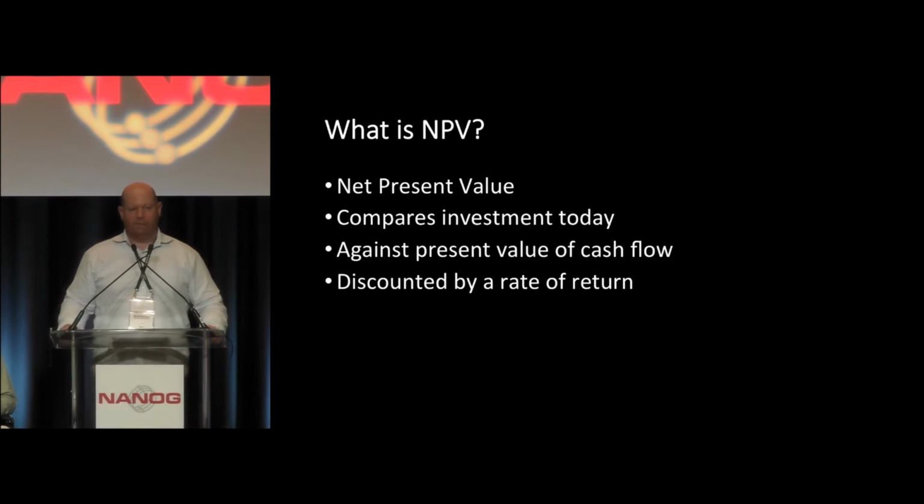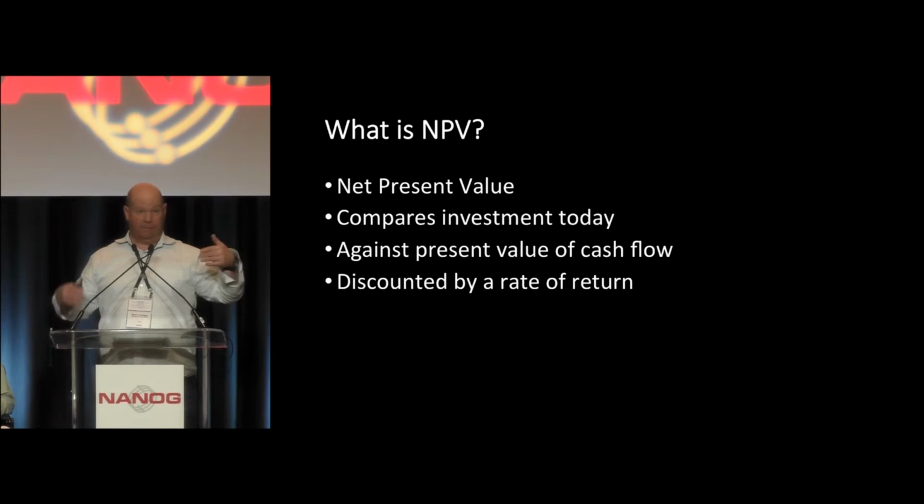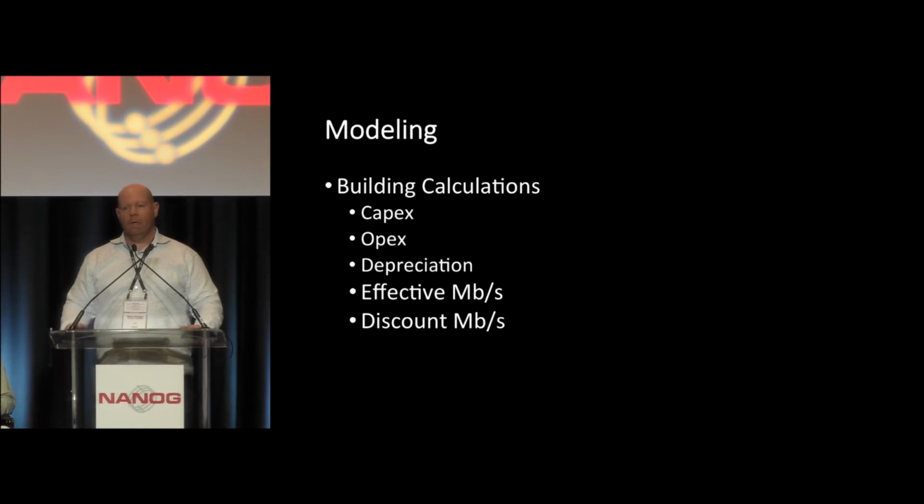So what is NPV? NPV is a financial calculation. It's net present value. It compares an investment today against the present value of cash flow into the future, discounted by a rate of return. You may have heard the term the discount rate or the yield. That's basically if you use this money to do something else, what would the expected benefit be? And you need to subtract that expected benefit from the benefits that you're trying to calculate in order to establish if you have either a net neutral or a positive business case.